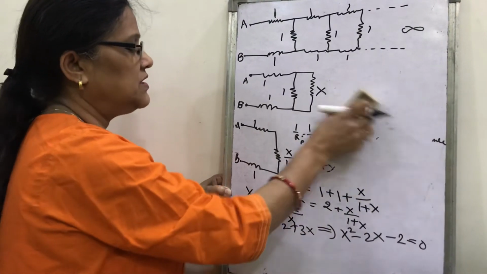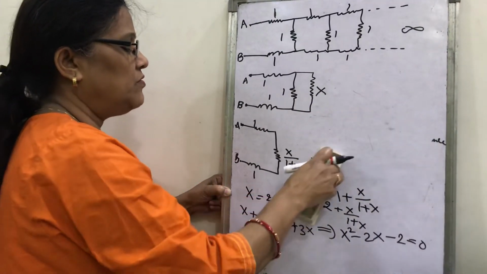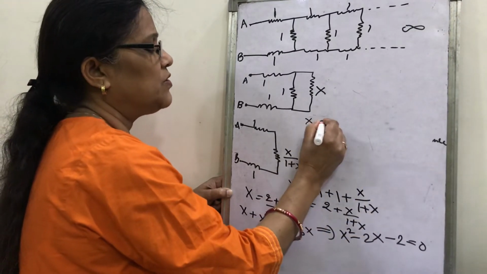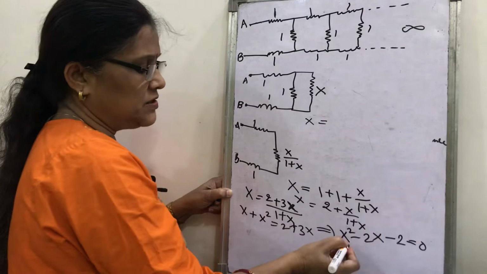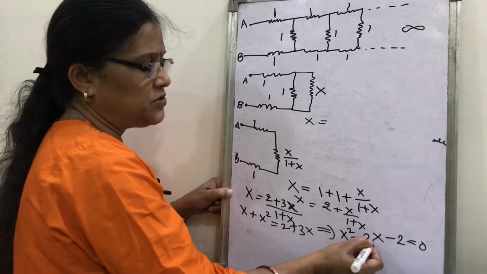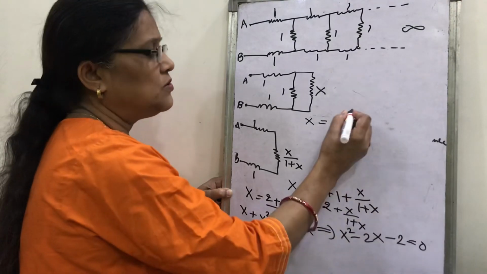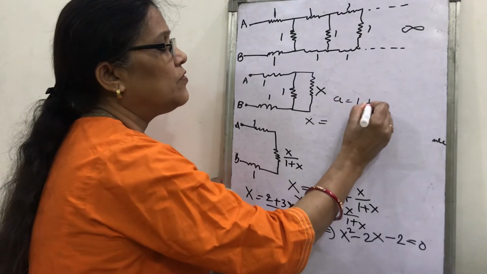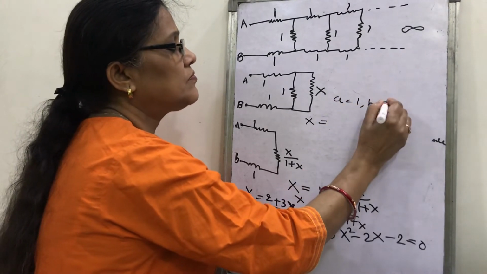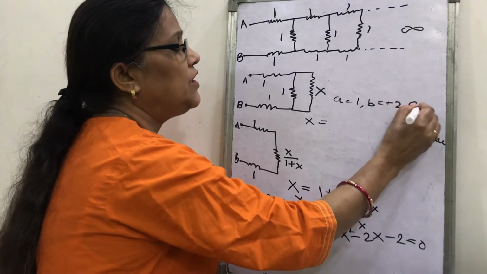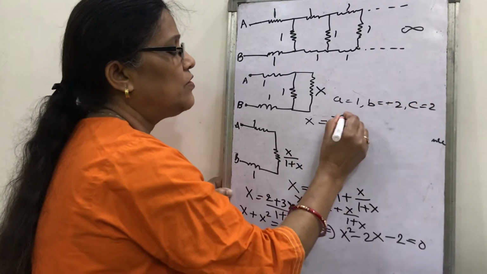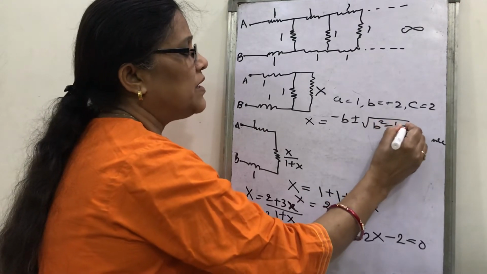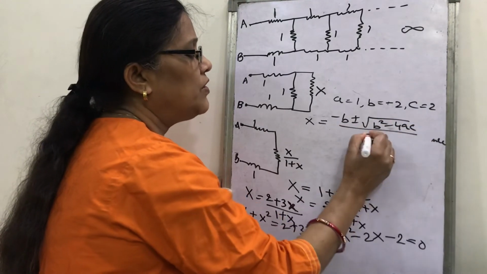How will you solve this? Here minus b, what will be the value of x? x will be equal to, from this formula, this is a 1, b minus 2 and c minus 2. So you will write a equal to 1, b equal to minus 2 and c equal to 2. So what is the formula? Minus b plus minus under root b square minus 4ac upon 2a.